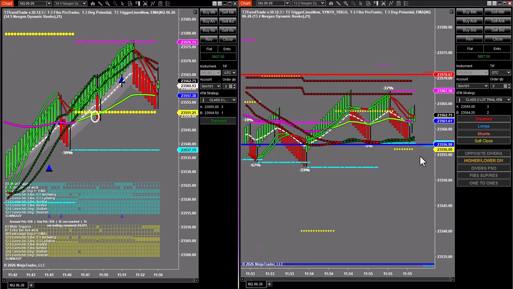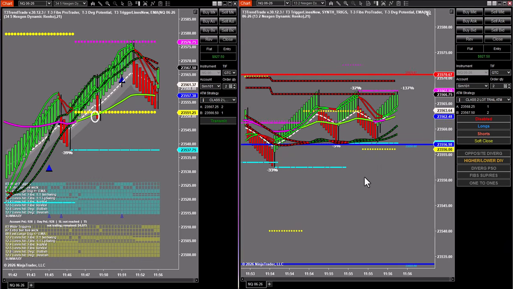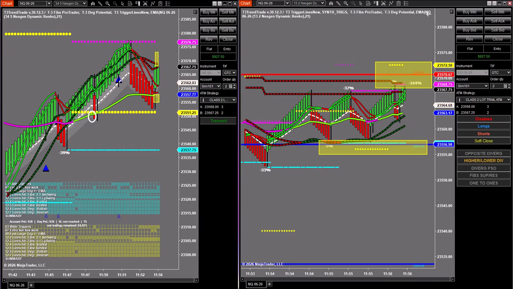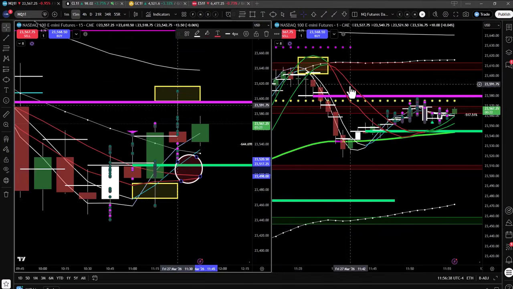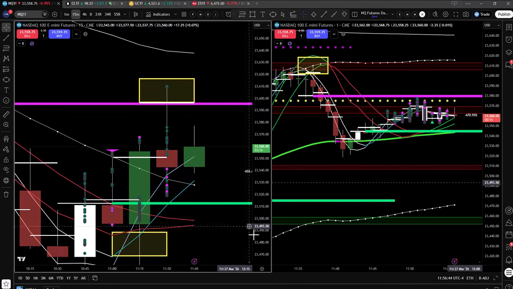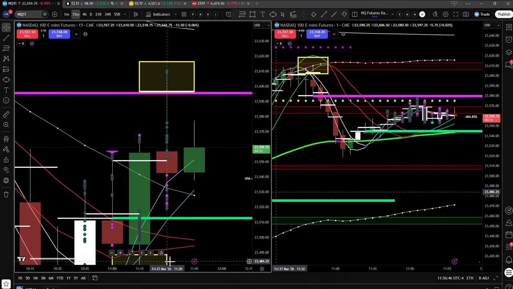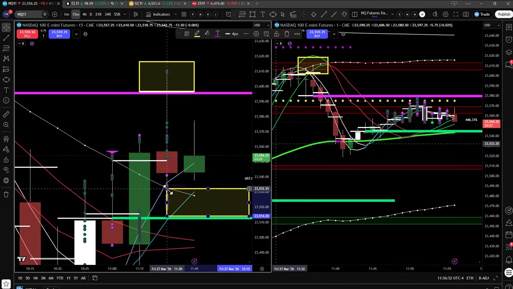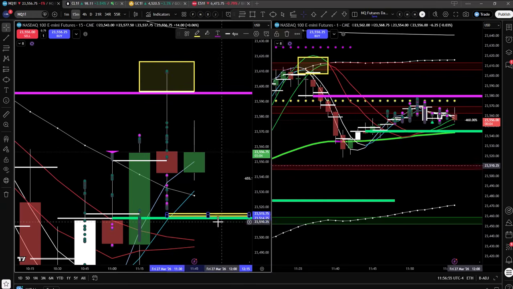So we're stuck in between fib support and fib resistance and triggers down. On the NASDAQ, nothing good is going to happen until one of these breaks. I'm going to go out on a limb and say it's going to break to the upside eventually, just based on what my 15-minute chart says. If we do break to the downside, this will be the target. If we break to the downside, then the target will be 15 to 10.